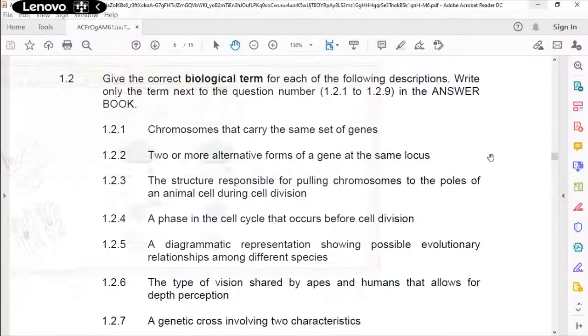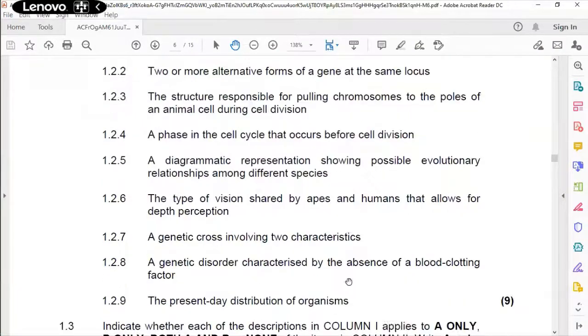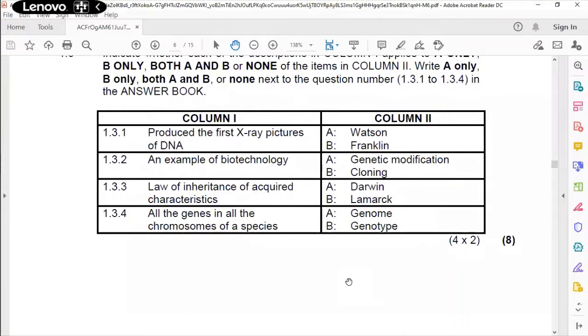Okay, now. People, then I asked you 3.1.3.1. Produce the first X-ray pictures of DNA. Now, be careful, but the moment we hear the structure of DNA, we think Watson and Crick. And that's fine. They came up with the theory. But they weren't the ones that produced the X-ray picture. Who produced the X-ray picture? It was Rosalind Franklin. So this answer is B only, please. And let's go to 3.1 now.